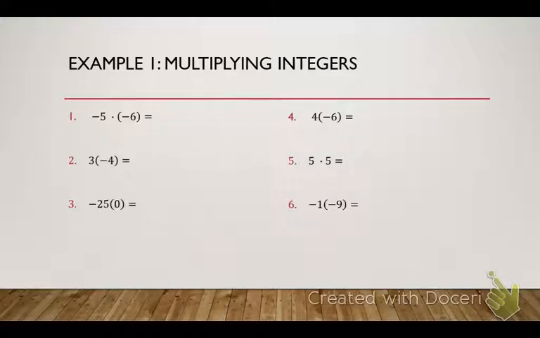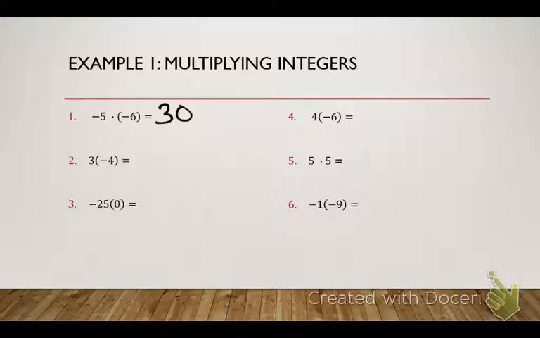Okay, so on number 1, negative 5 times negative 6. Well, we multiply 5 times 6, which equals 30. Is my answer positive or negative? Positive. It is positive because there are 2 negatives, and that's an even number of negatives. 30. What about 3 times negative 4?